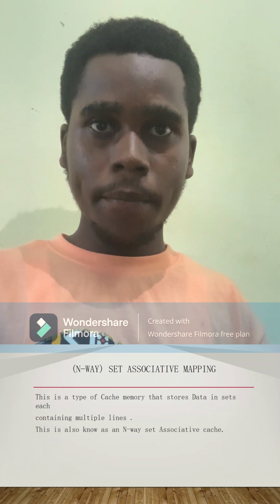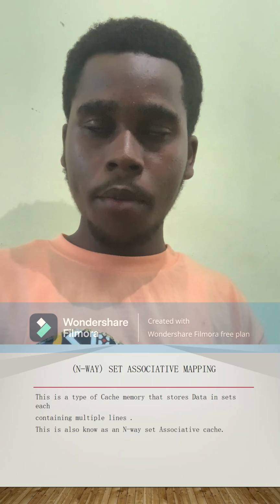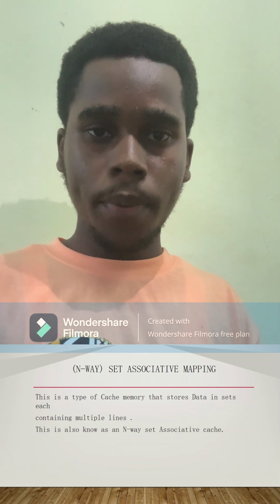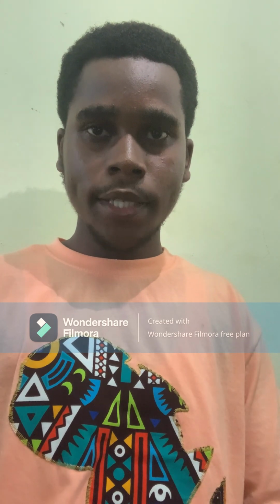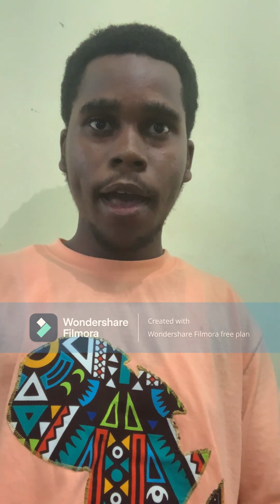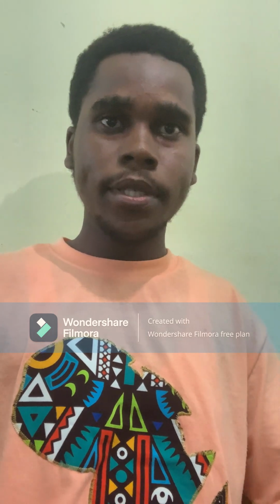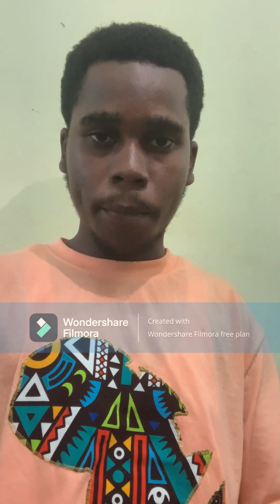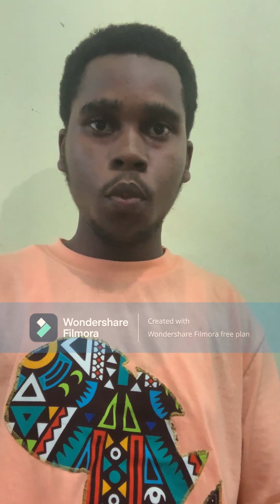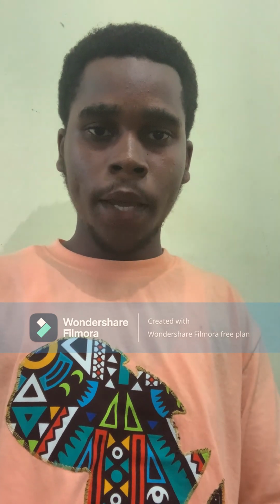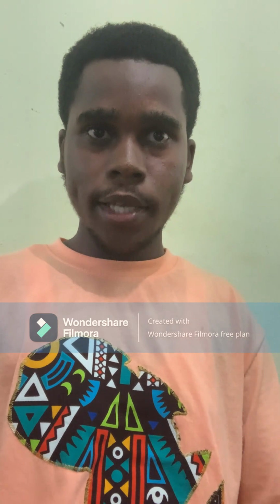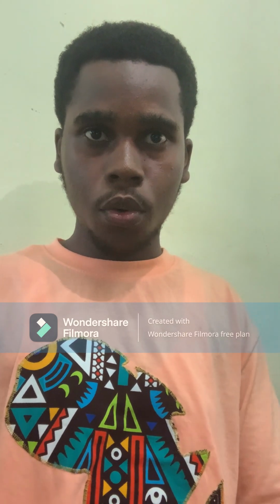The set is determined using a portion of the memory address called the index. The memory address is divided into three parts: tag, set index, and block offset. The tag uniquely identifies a block of memory, and the set index determines which set the block belongs to. The block offset identifies the specific location within the block. For example, in an n-way set associative cache, each set has n slots where the data can be stored.